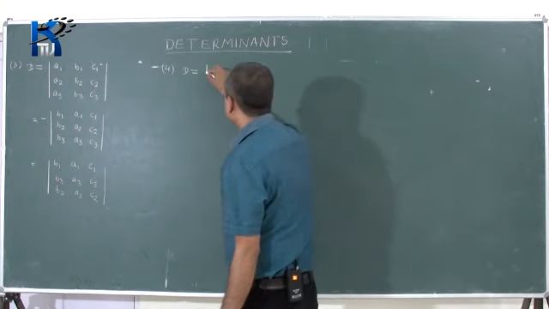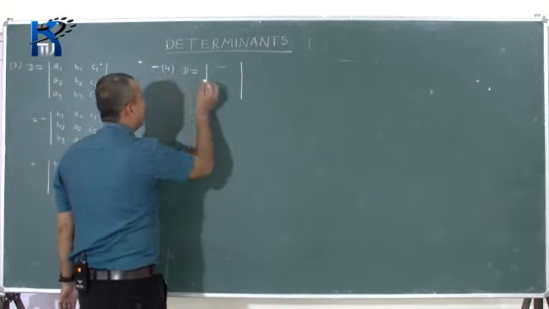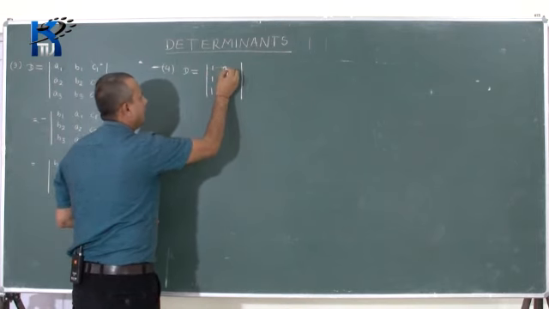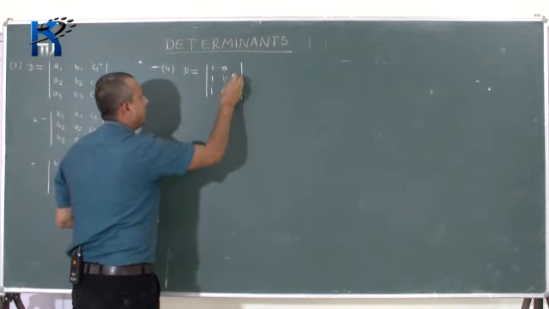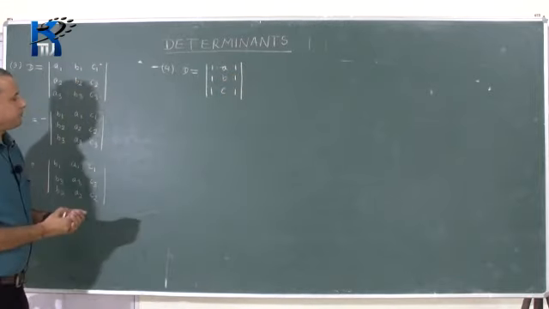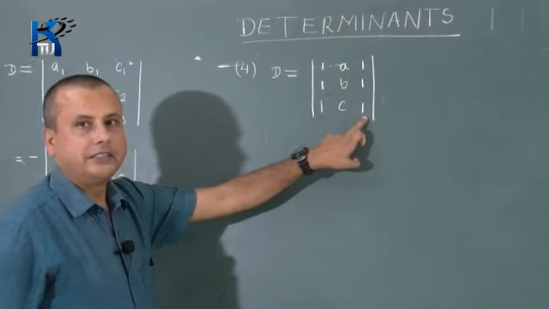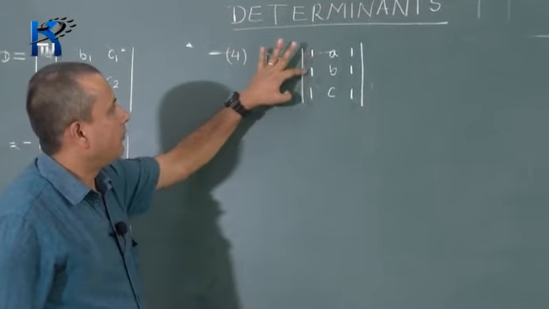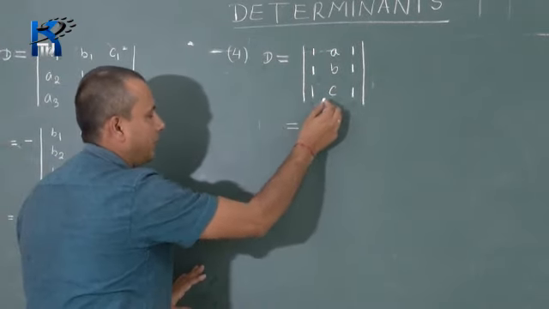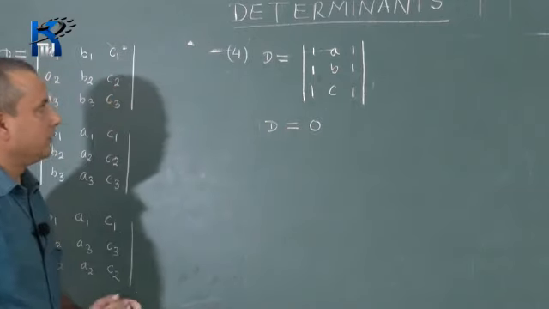If any two rows or any two columns are identical, let us suppose in the fourth property, if I write 1, 1, 1, A, B, C, 1, 1, 1. Now, in this case, the first column and the third column are identical. All the elements are 1, 1, 1, 1, 1, 1. Then directly we can write the value of this determinant is 0. In this case, D is equal to 0.